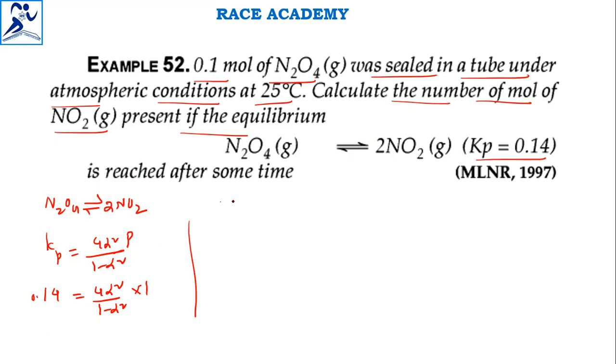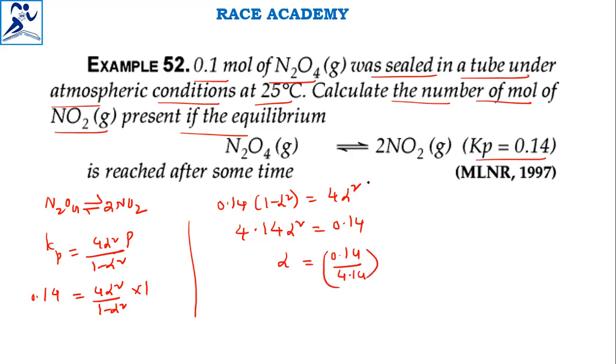You will get 0.14 into 1 minus alpha square is equals to 4 alpha square. So upon simplification, it will become 4.14 alpha square equals 0.14. Then you can say what is alpha? Alpha is equals to 0.14 by 4.14 whole power 1 by 2. Its value upon simplification, you get 0.18. That is nothing but the alpha value, degree of dissociation.